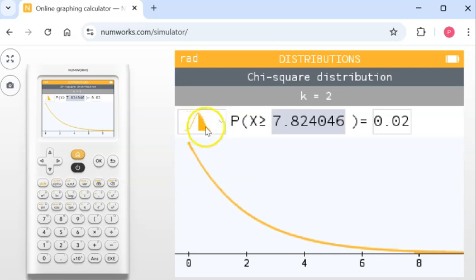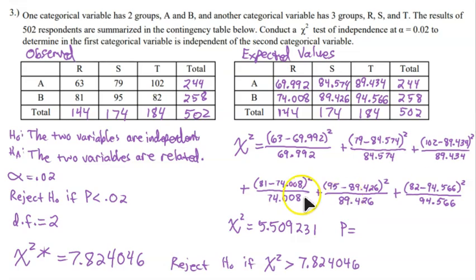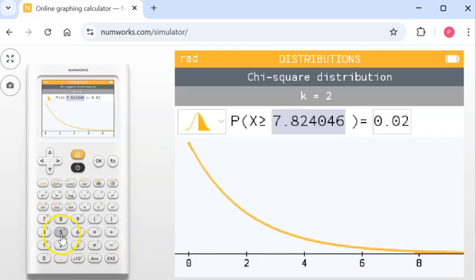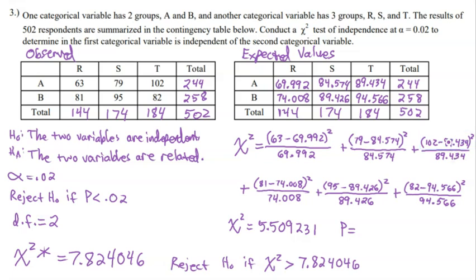We're still on the right side. So now, instead of putting a number in here, we're going to put our test statistic in here. And our test statistic is 5.509231, and our p-value is 0.063633. All right, and that's everything we have to do. That's step 6. Now we just have to make a decision.